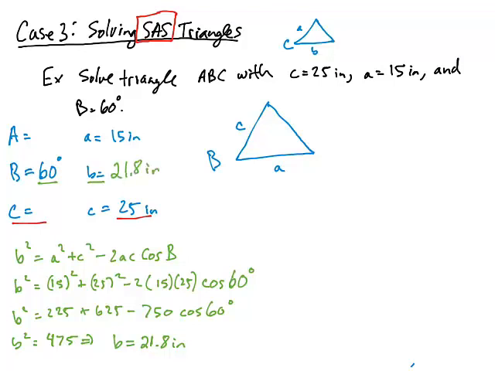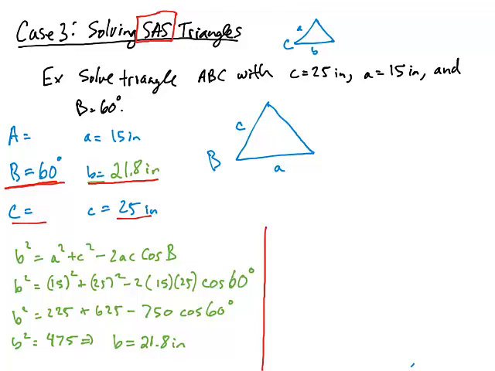Okay, now at this point, I could use the law of cosines again. However, it's usually a good strategy to go ahead and use the law of sines. The law of sines is a little bit simpler, and now we can use it because I have one set of values where I have the angle and the side. I have both B values.